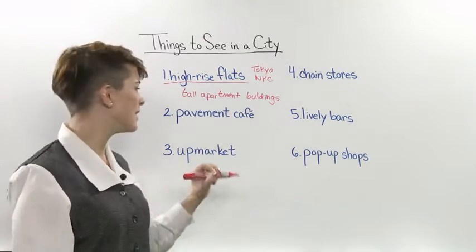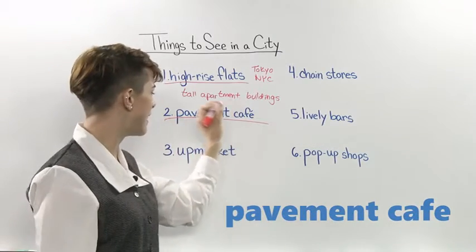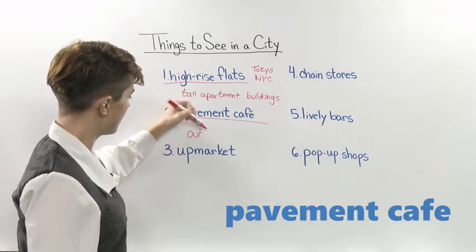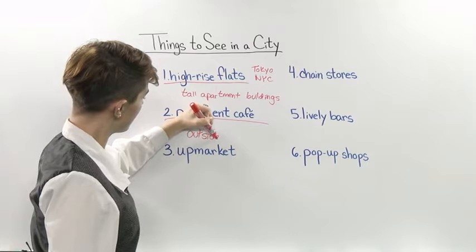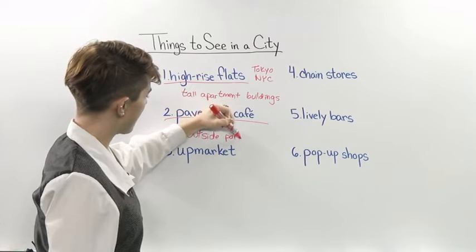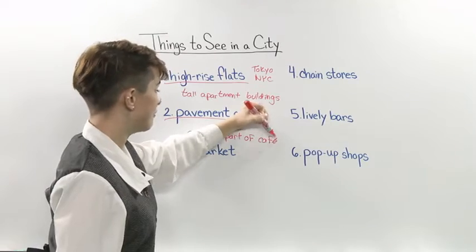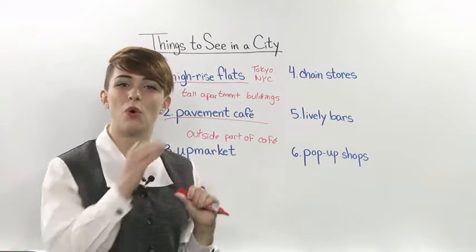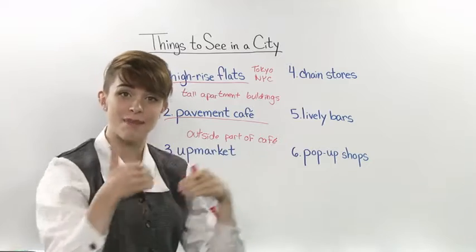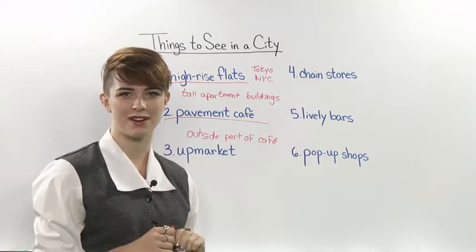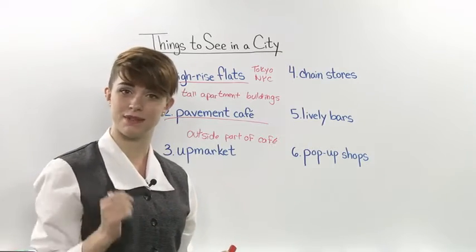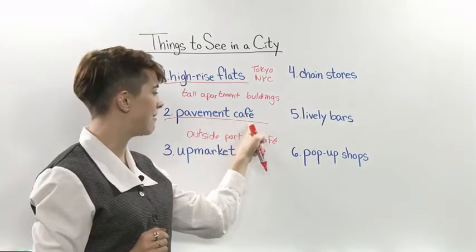Next on our list, we have the word Pavement Cafe. A pavement cafe is simply the outside part of a cafe when you order your coffee inside and then come outside on the sidewalk to enjoy your coffee. You can say, I am sipping coffee on the Pavement Cafe.